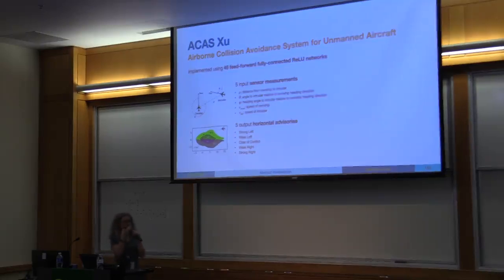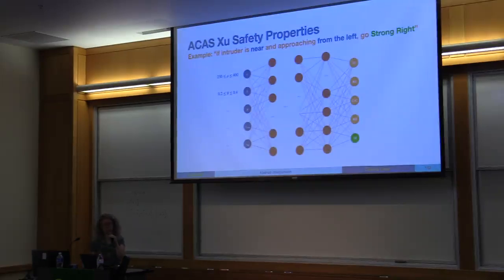What they have tried to do is to approximate it using surrogate models, essentially 45 networks that take as inputs 5 sensor measurements, which compute the distance between the drone and another drone, or the angle, or these kinds of things. Then they give horizontal advisories to the drone, saying you have to turn right or left more or less strongly. In some paper, talking with experts on the system, they came up with some properties of this neural network. The properties are of the kind: if the intruder is near and approaching from the left, then you should go right.